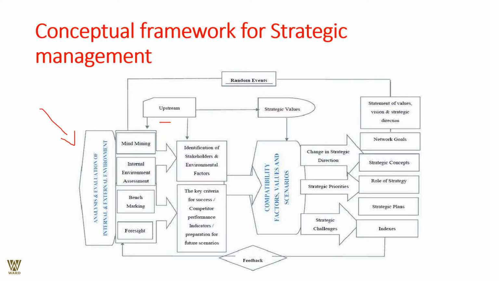Now then come the strategic values. How good are we at it? So this is all about compatibility factors, values, and scenarios. The change in strategic directions, strategic priorities, and strategic challenges thereby. Now this is the statement of values in terms of vision and directions, network goals, strategic concepts, role of strategies, strategic plans, and indexes thereby.